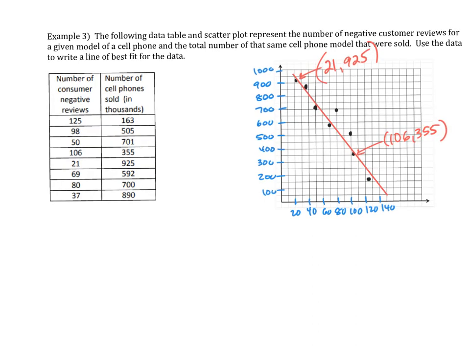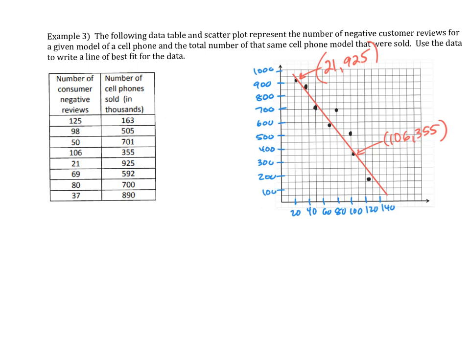All right, so I made the scatter plot and I drew my line, and I saw that my line went through 2 points, right? So I went through the point 106, 355, which is this point right here. And then I also went through the point 21, 925. So these are the points that the line of best fit went through. And so those are the points I'm going to use to do the rest of this problem.